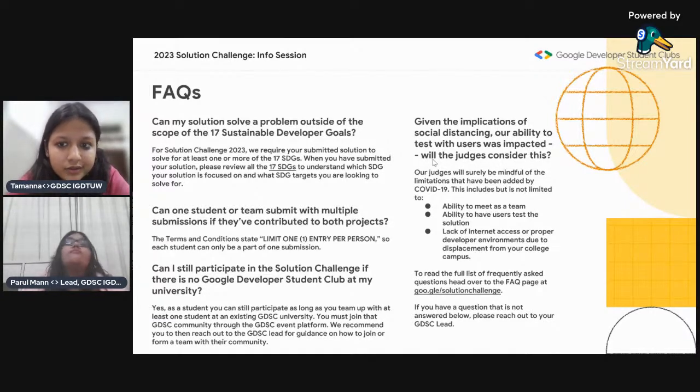in your college. Also, we at GDSC are very accommodating on anything you might face a problem with due to COVID. So due to COVID-19, if you're unable to meet as a team, or have a large number of users test your product in case it is something physical and requires testing in person, since most software testing happens online, or there is an accessibility problem, we do keep that under consideration. So that is just something you can keep in mind.